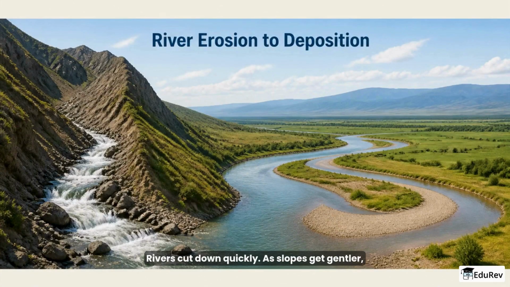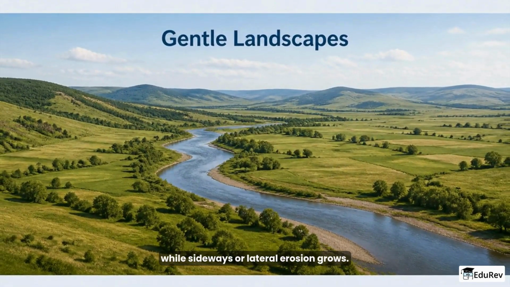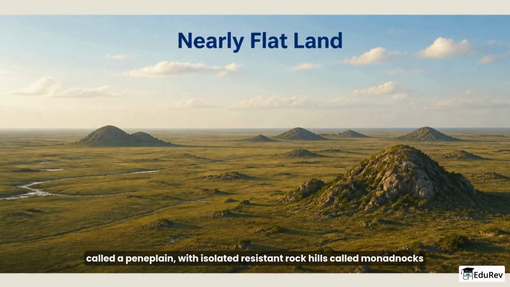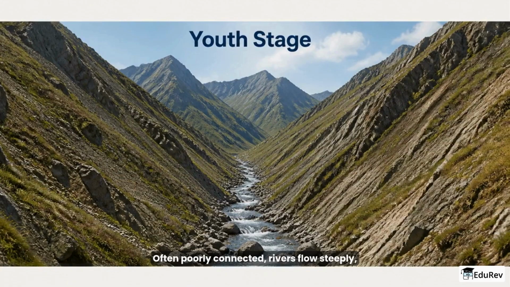Rivers cut down quickly. As slopes get gentler, the river slows and starts depositing the carried material more. Over time, vertical erosion lessens while sideways or lateral erosion grows. Valleys widen, hills flatten, and the landscape becomes gentler and lower slowly. Continuous erosion can wear a region down to a nearly flat surface called a peneplain, with isolated resistant rock hills called monadnocks left standing.